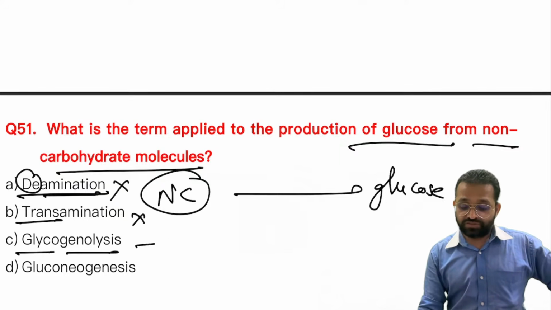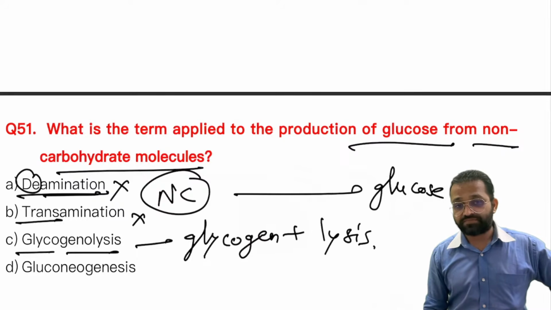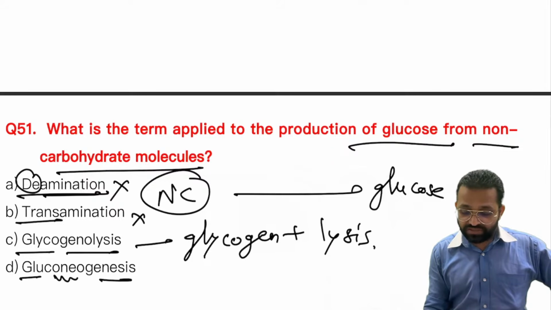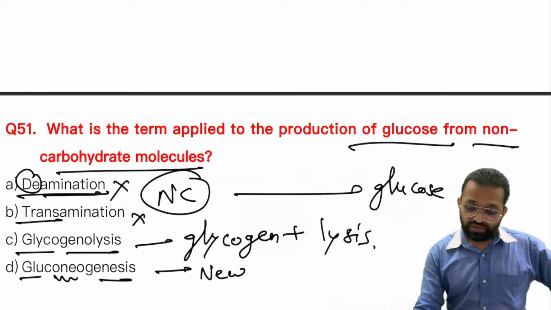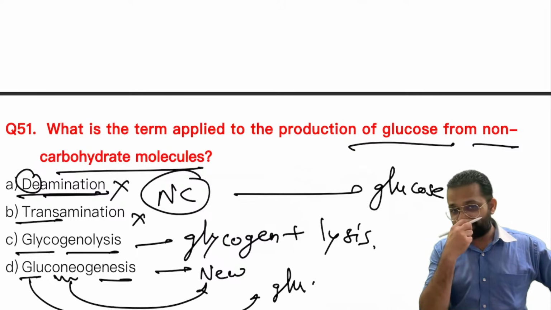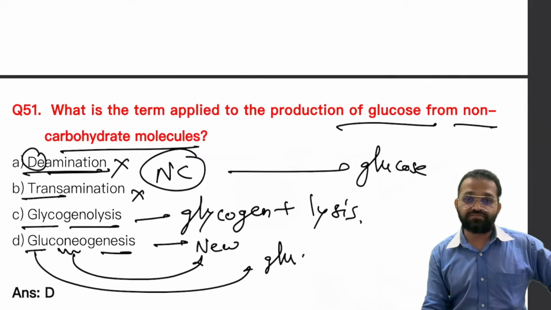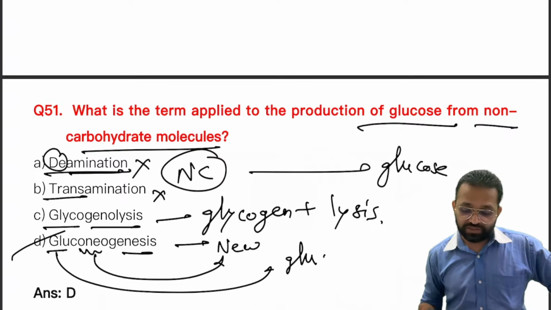Glycogenolysis, so this is glycogen lysis, that is glycogenolysis. Gluconeogenesis, yes, neo means new, new glucose formation is gluconeogenesis. So the answer is D. Agree? Very good, Ankush, Mahesh, you all are right.